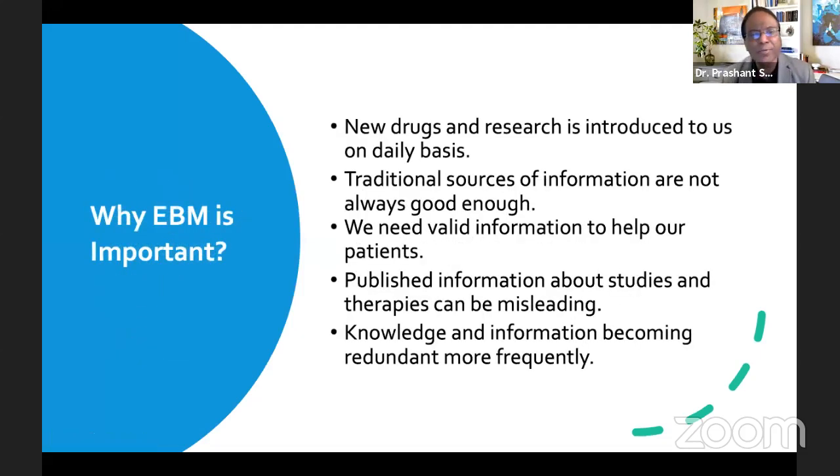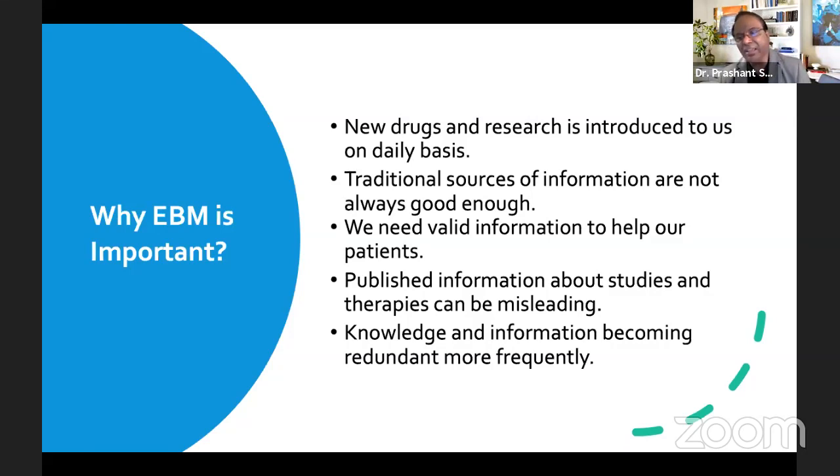So why is EBM important? The reason I stated earlier, the FDA recalls and the harmful effect of drugs on our patients, is the reason we need evidence-based medicine, so we can make our decisions based upon the best research evidence that is available to us. So on a daily basis, new drugs and research are introduced to us every day, is it?